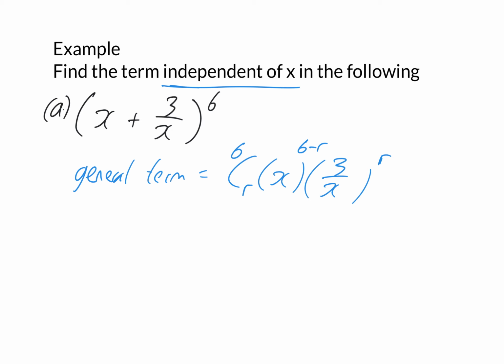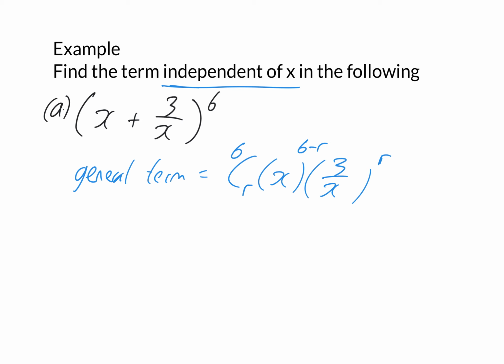So we want to work this out, and we want to find basically what value of r makes this thing disappear, makes there be no x. And this could have been anything. They could have said find the x squared term in the general expansion. You would do the same. You would just find the power of the x, and then put it equal to 2. But for our one, we want to find our power of x and put it equal to 0.